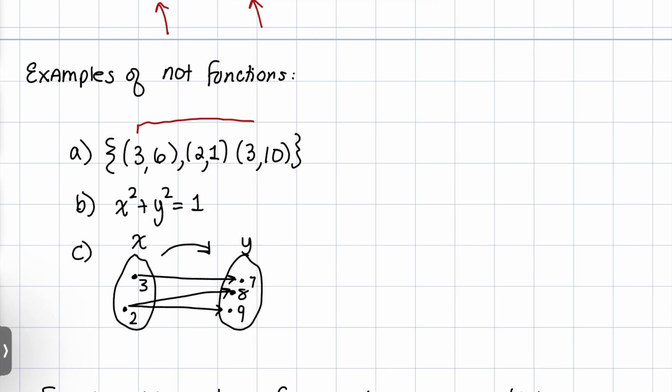These are some examples of not functions. Here we have repeating x values with different y values, so that's something we can't have. This one, if we solve it, we're going to get 2 different values for y. If we subtract the x squared over, we get y equals plus or minus the square root of 1 minus x squared, and we can't have that. It's not allowed, so we have to be careful. That's not a function.